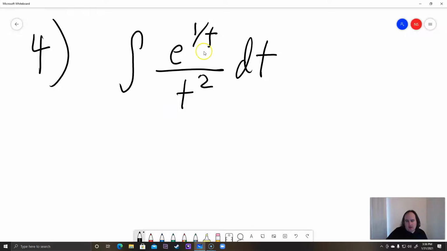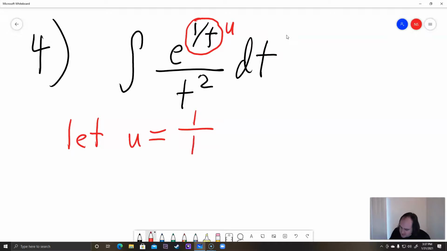However, you generally want to let u be the inside of the most complicated composite function you have there. So you've got 1 over t squared. That's not really as complicated as e to the 1 over t. So we're going to focus on letting u be the inside of the composite function e to the 1 over t. So here we're going to let u equal 1 over t. Once again, the inside of your most complicated composite function is generally what you're going to choose for your u, for u substitution.